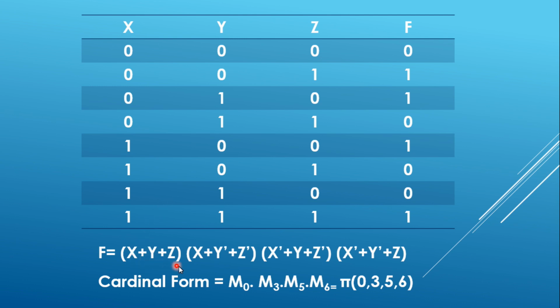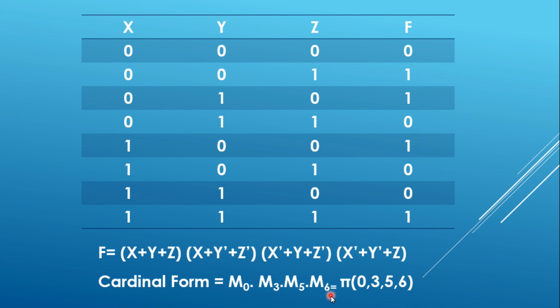Then the next one is 0, 1, 1. So 0 means x in non-complemented form, then y bar, z bar, because y and z are in complemented forms. Then next one, it is x bar plus y plus z bar, and further it will be x bar plus y bar plus z. And then when you are giving the term numbers there, it will be capital M0, M3, M5 and M6.